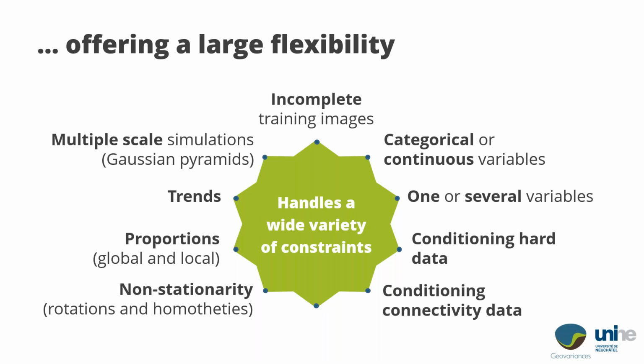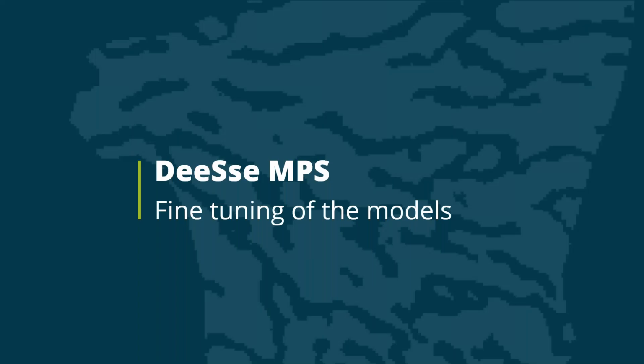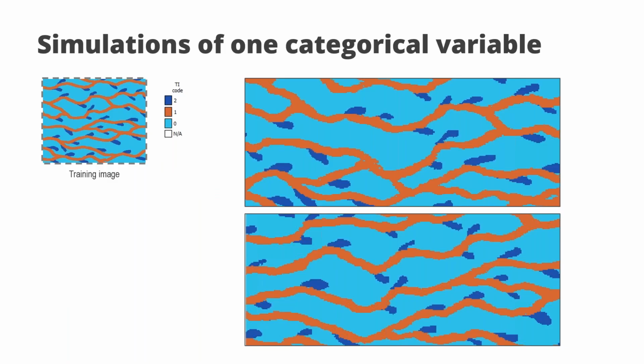So it is something with a large flexibility, with a lot of options, and like that we can work very easily. All grid, so simulation grids and training image, are also defined on 2D or on 3D regular grids. So now I want to show you in detail some of these options, how we can fine tune the models. So the first thing is the classical example, the simulation with categorical variable.